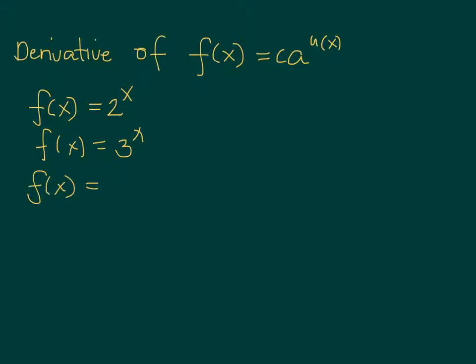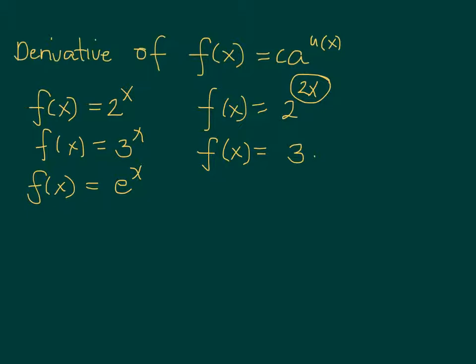Sometimes it can also involve the number e, so I can have a function like e to the x. Not only that, the base can be 2 and the exponent can be 2x, so the exponent is an expression with respect to x. Or I can have a constant 3 multiplied to an exponential function e to the 4x. So we will learn how to deal with these functions when it comes to finding the derivative.